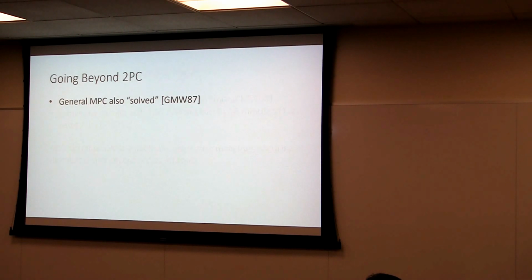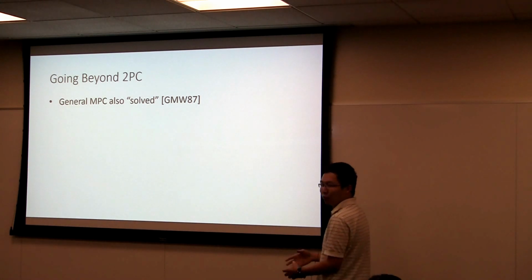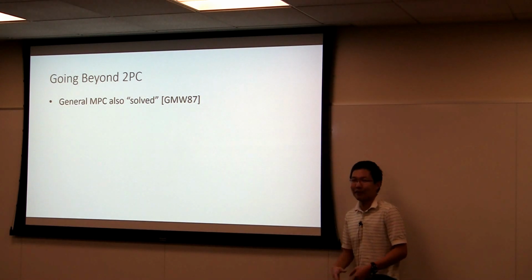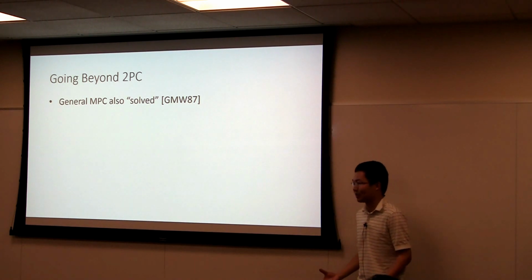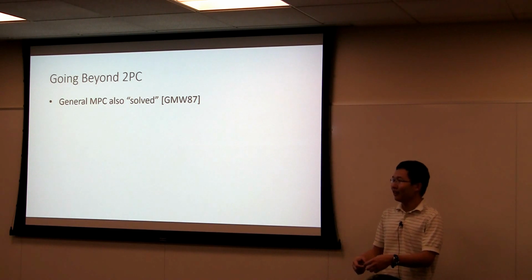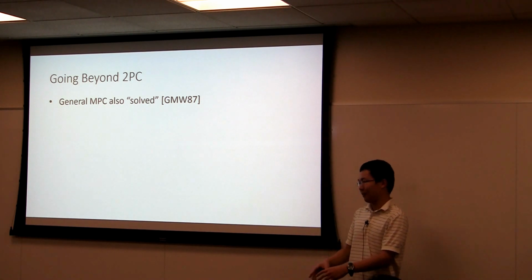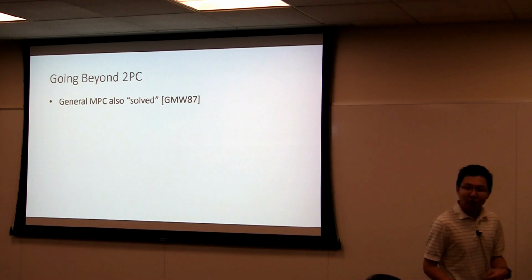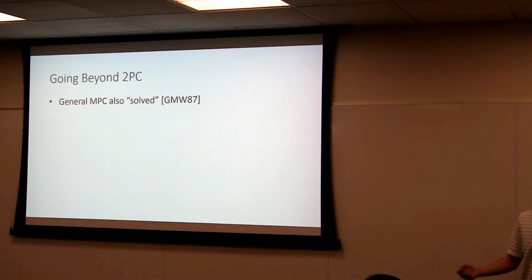OK, so the question, when we talk about the Internet of Things, is: what happens when we have 3 parties? What happens when we have 1,000 parties, 100,000 parties? Chances are we have so many devices that are interconnected, it's not going to be 2 parties participating in the computation. It's going to be many parties. So what we really have to look at is general multi-party computation. And it turns out that this problem is solved, in quotes.